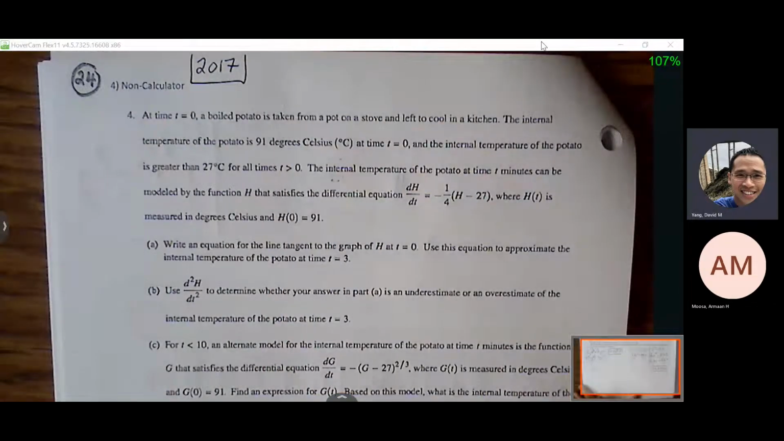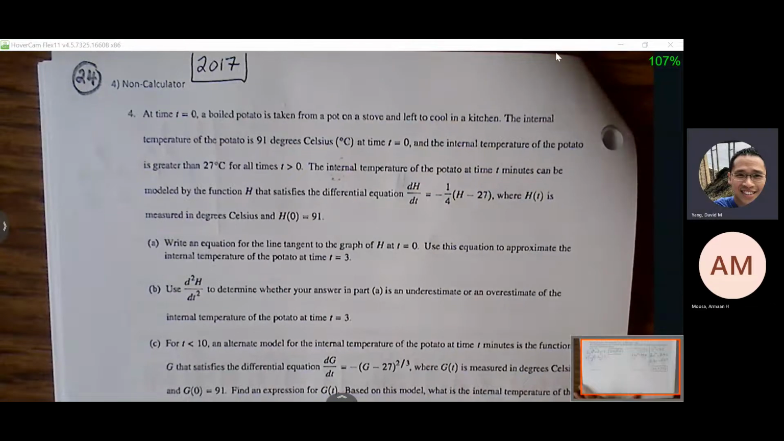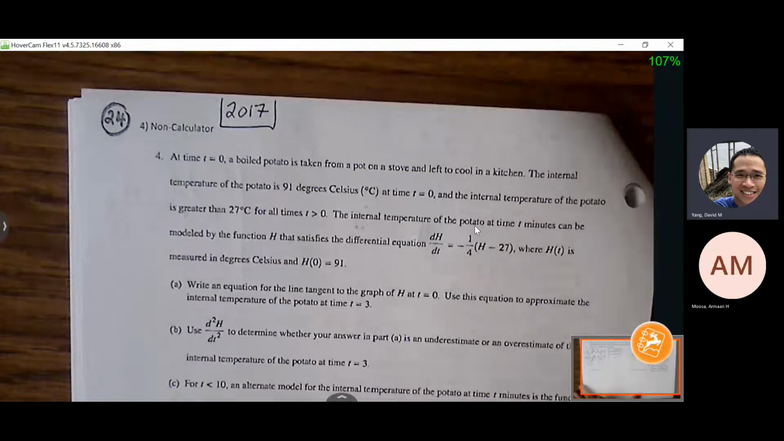All right, we're looking at 2017 FRQs, and this is going to be page 24.